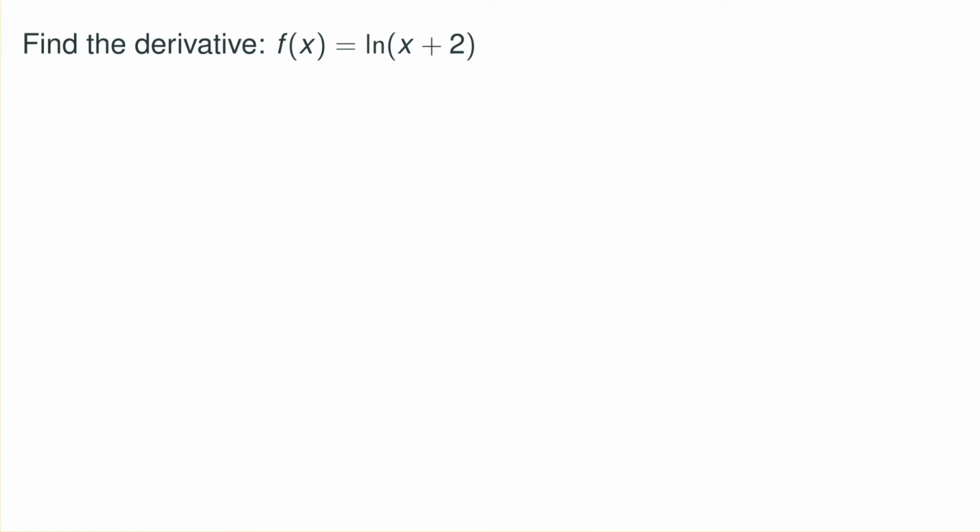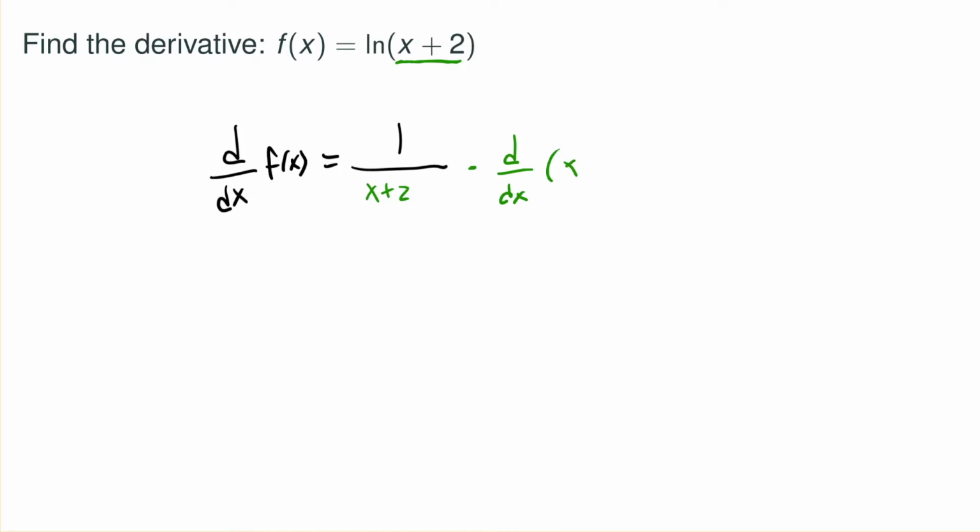Find the derivative of natural log of x plus 2. So here, because the inside is not just x, we do have to multiply by the derivative of the inside. So we do have to use the chain rule. So when we take the derivative of f of x, we get 1 over whatever the argument is, which is x plus 2. And we have to multiply by the derivative of the inside, or the derivative of the argument.